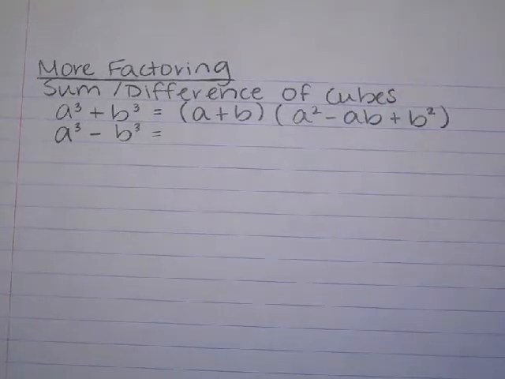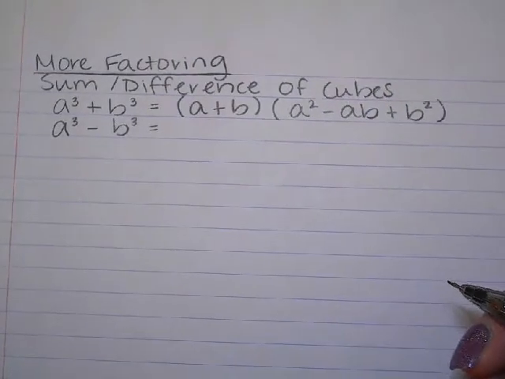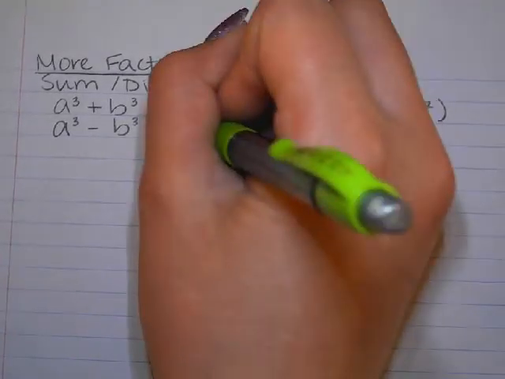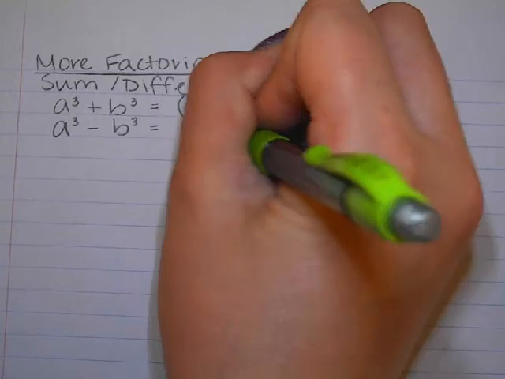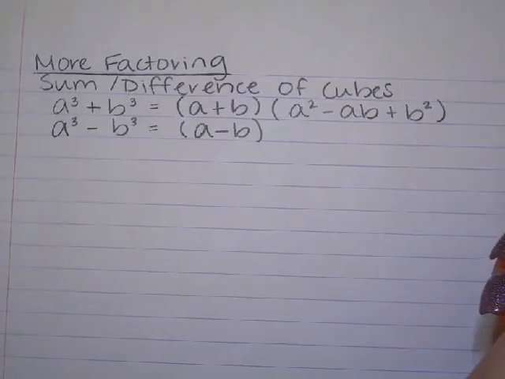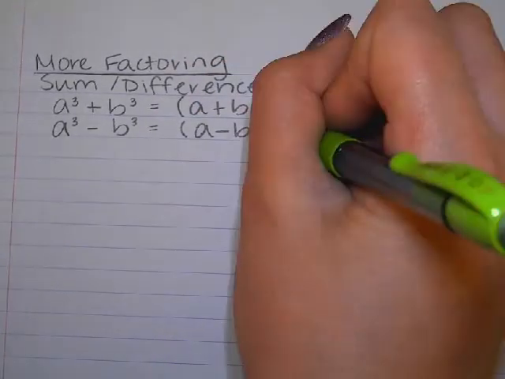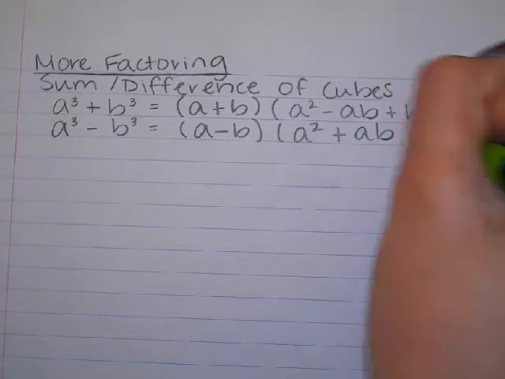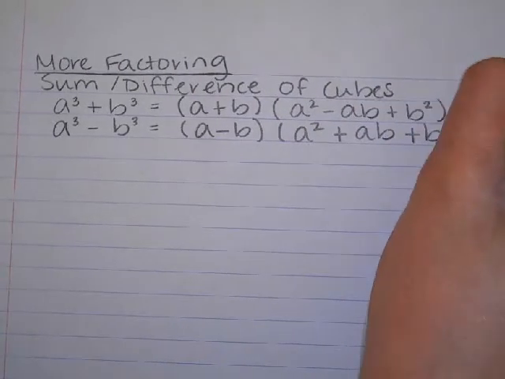So there's a nice little pattern to it. Ms. Rice, how do I memorize this? I don't know, make flashcards, make up a song. Okay. A cubed minus b cubed, are you ready? A minus b, okay, I see what you did there. A squared plus ab plus b squared.